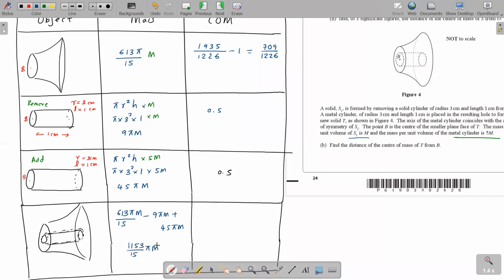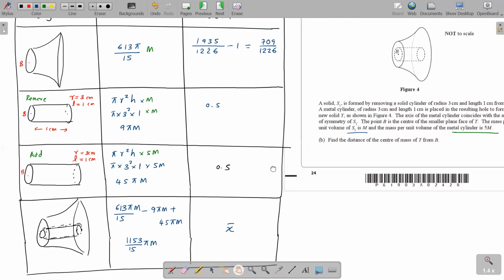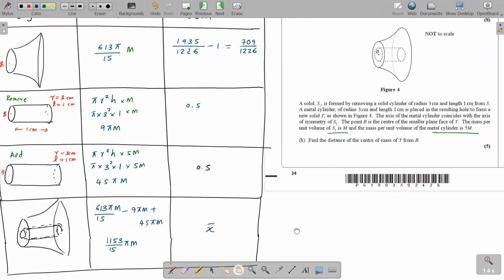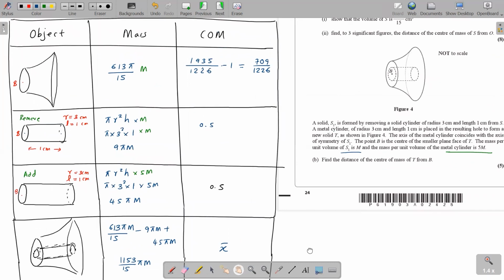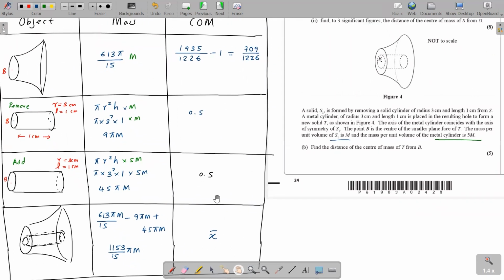Is that okay? And the center of mass is what we are trying to find, right? We are to find the distance of the center of mass of P from B. That's what we are trying to do. Are you with me? Okay, so now we have the table. I have calculated the masses and the center of masses. It's now a matter of multiplying mass into center of mass. Just multiply. So what do you get here? 613 pi m over 15, you multiply with the center of mass coordinate, 709 over 1226. Multiply the mass and center of mass.